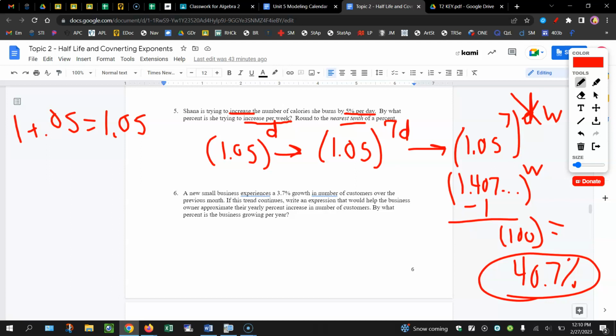So in all of these examples, you're going to just be converting the exponent. You're either going to be using multiplication if you're going from a small time interval to a longer, or division if you're going from a long time interval to a smaller.